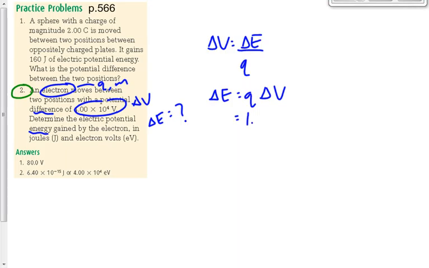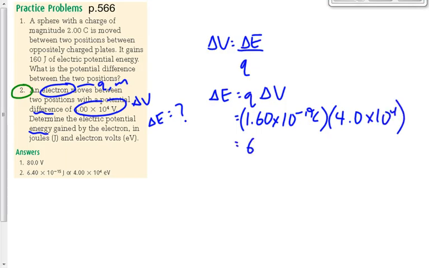The charge of the electron is 1.6 times 10 to the minus 19 coulombs, and the potential difference is 4 times 10 to the 4 volts. We multiply those two together, and we end up getting 6.40 times 10 to the negative 15. What units would we use? Maybe we can see here in our answer that it's joules, right? But pretend we didn't see that. How would we know that that's joules if it didn't say it in our answer there?